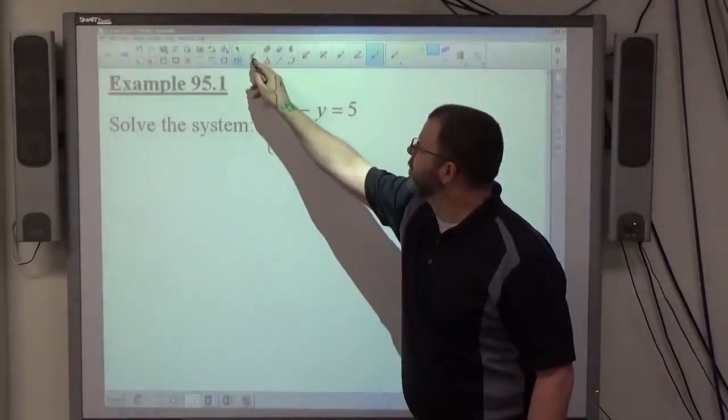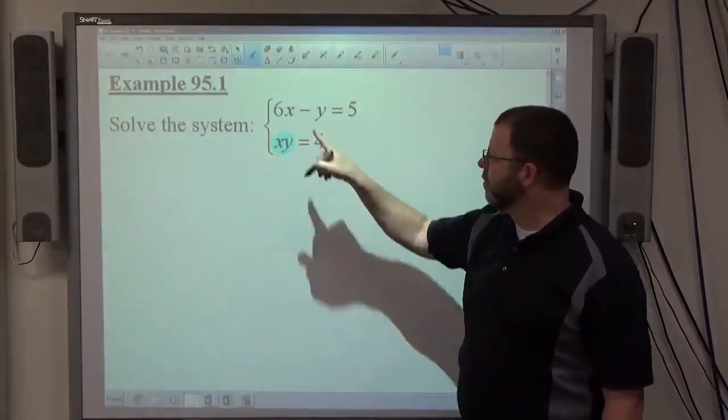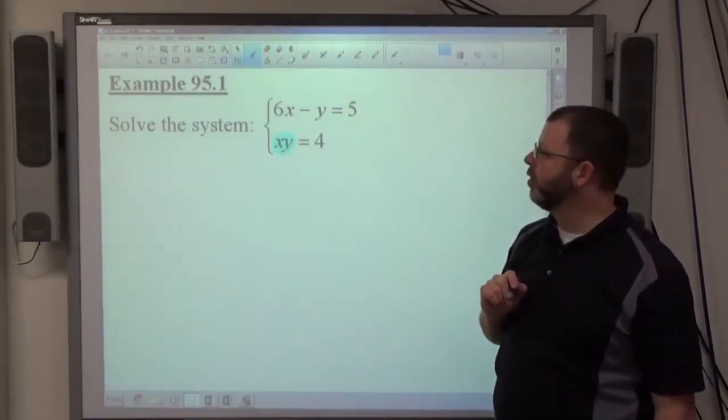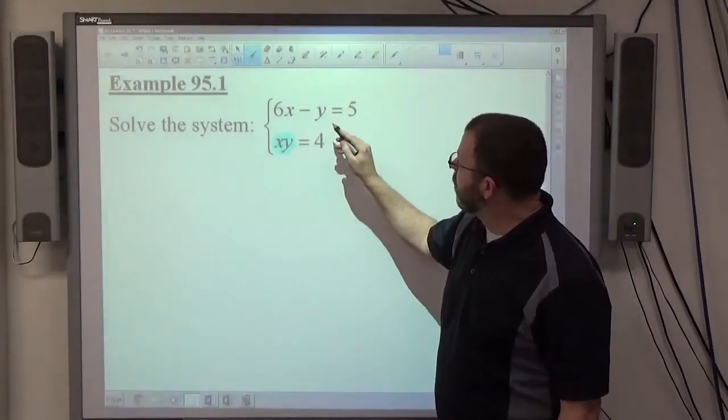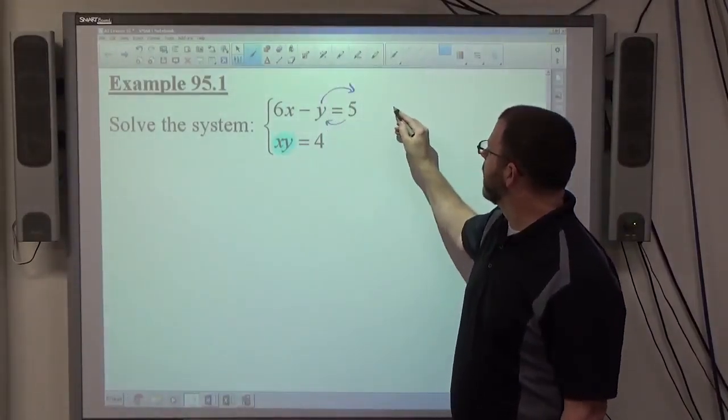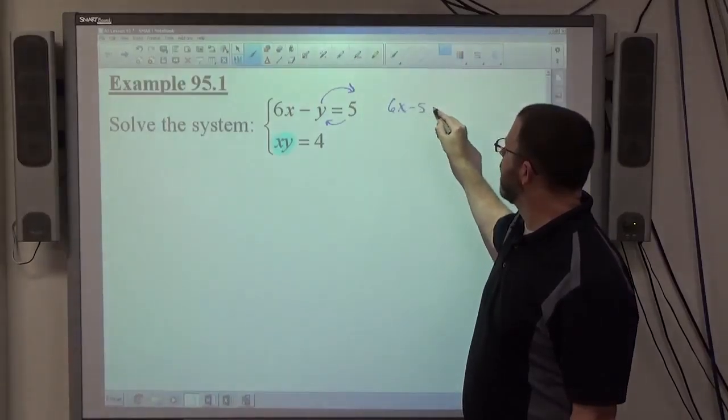In order to solve this, since the variable types don't match, we have x's and y's and xy's, we can't use elimination, we have to use substitution. The substitution I would do here is move this y over here and the 5 over there, making 6x minus 5 equals y.